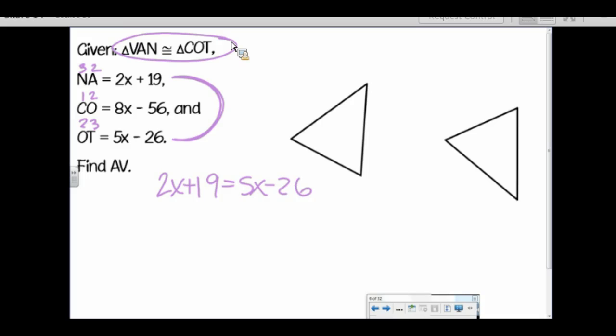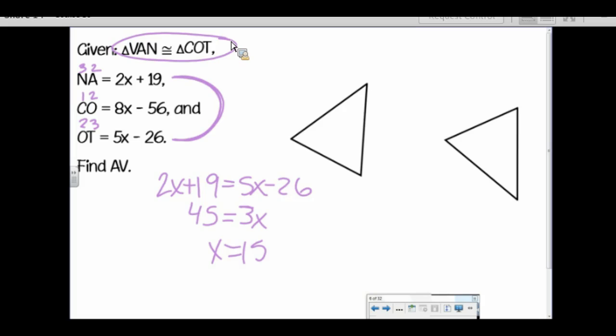And we're going to do a simple solving for x. This one is pretty basic algebra. Let's see, subtract 3x, and add 26 to both sides. We looking good there? X is 15.